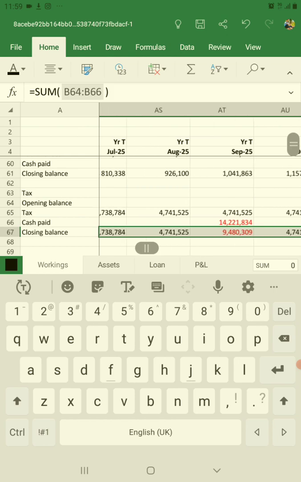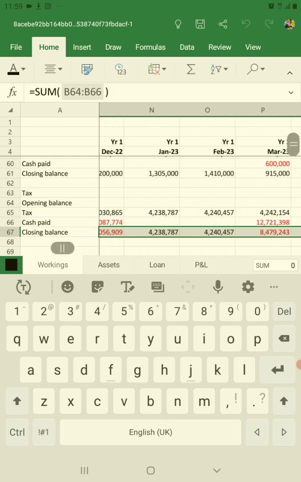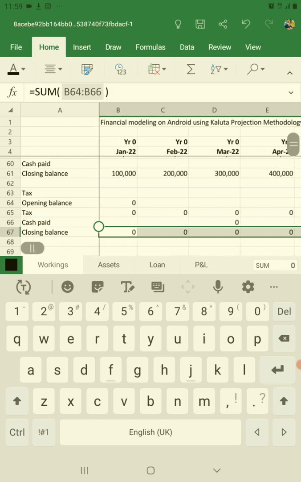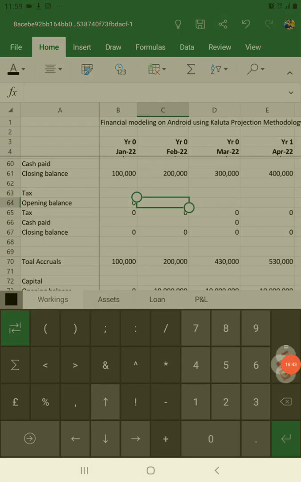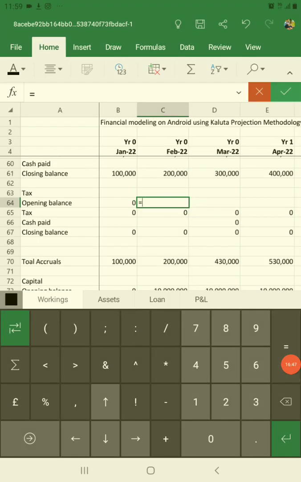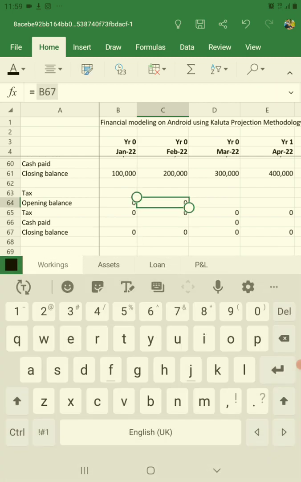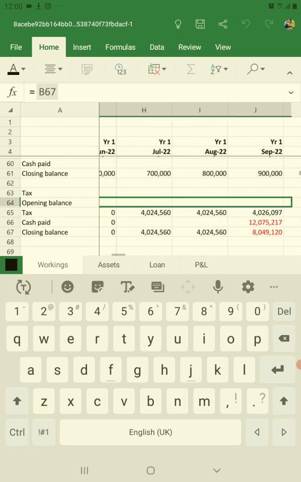Okay, and the last thing to do here is the formula for opening balance. So we put the equals sign. The opening balance for February is the closing balance for January. So I click on this one and press enter, and then I drag or fill this to the rest of the planning horizon.